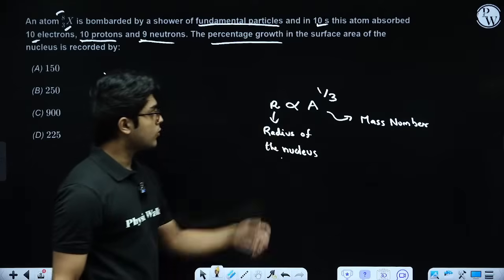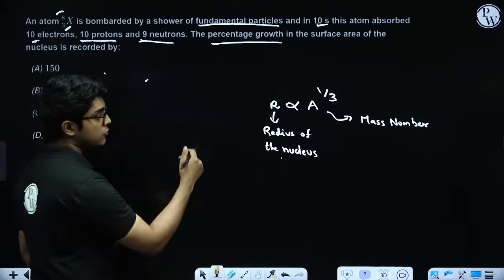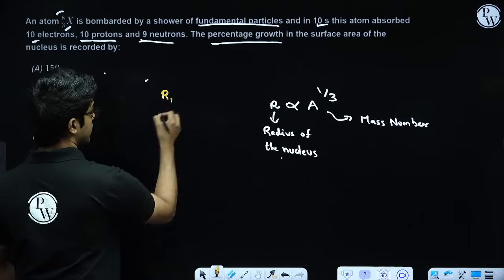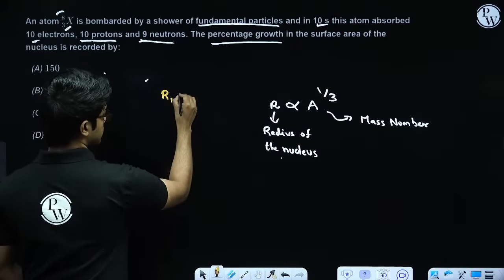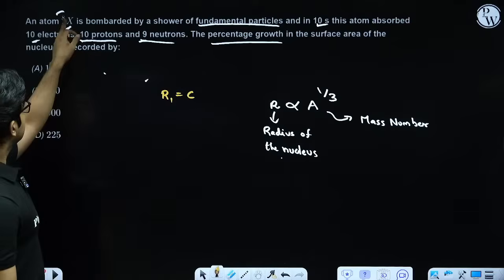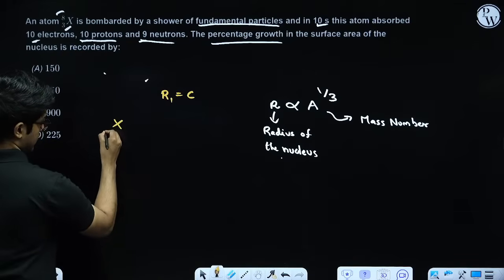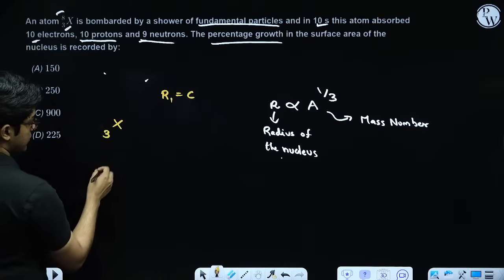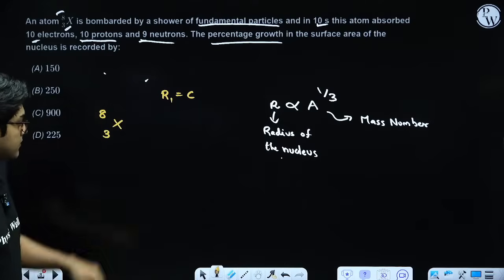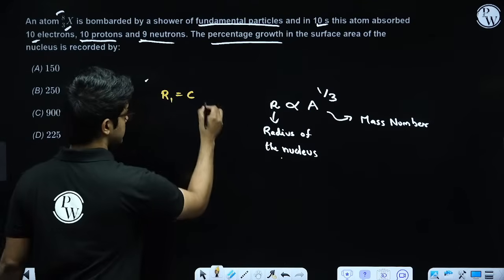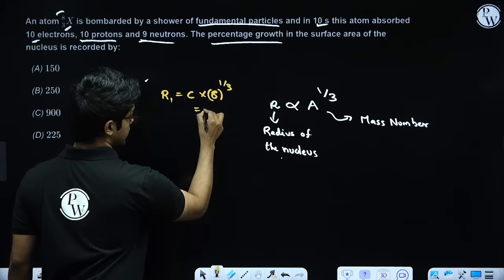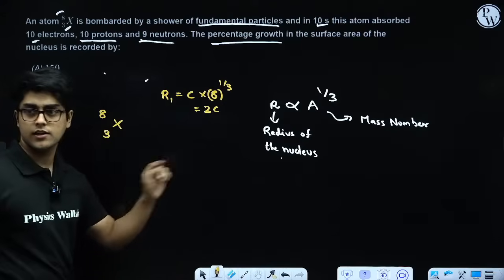This is the only result we'll be needing. So we'll get rid of the proportionality by putting a constant. We'll say the initial radius, let's call it R1, is equal to some constant C times mass number to the power 1 by 3. Initially the atom has atomic number 3 and the mass number is 8. So we plug it in: it is 8 to the power 1 by 3, so this will become 2C. This is the initial radius.